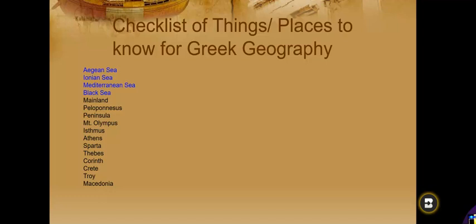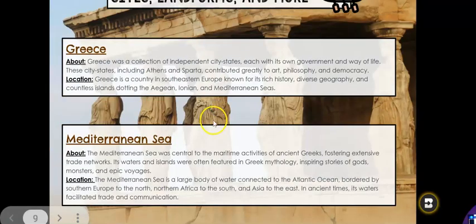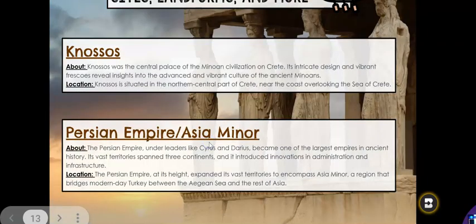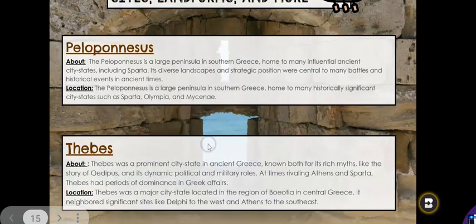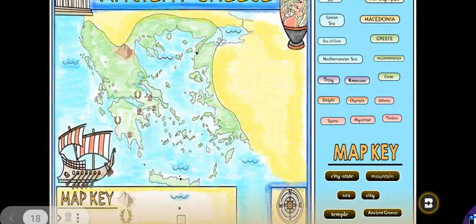Now, the rest of this Google Slides, like I said before, should look pretty familiar. Because if you did that first AMI day, remember this is that slideshow that we did for that AMI day, where it showed a lot of the things that you will need to know for Greece. And then the last page was this map that you clicked and dragged things on. So what we are going to do, everybody should have gotten a blank copy of the map. Is that correct?